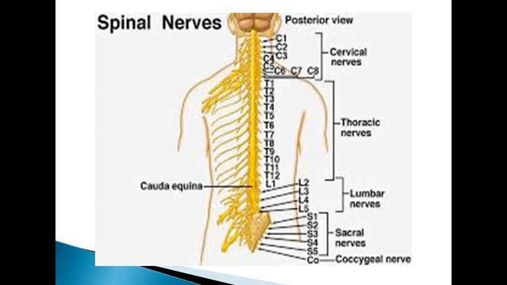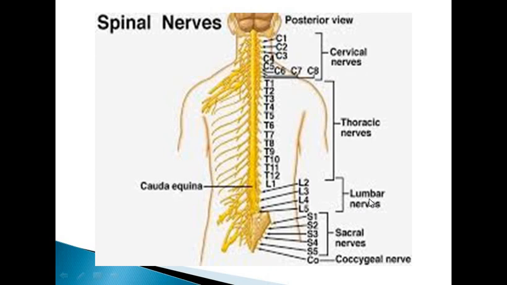The spinal nerves are in many groups. First, we have 8 pairs of nerves connected to the neck, and they are called cervical nerves. And we have 12 pairs connected to the chest, named thoracic nerves. We have 5 pairs connected to the abdomen or the lumbar region of the spinal cord, and they are named lumbar nerves.